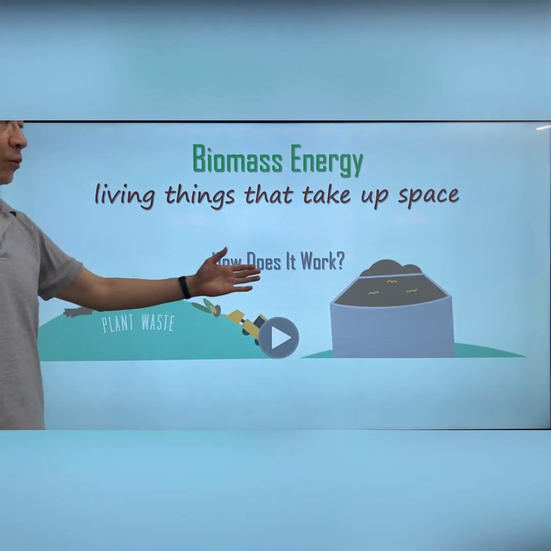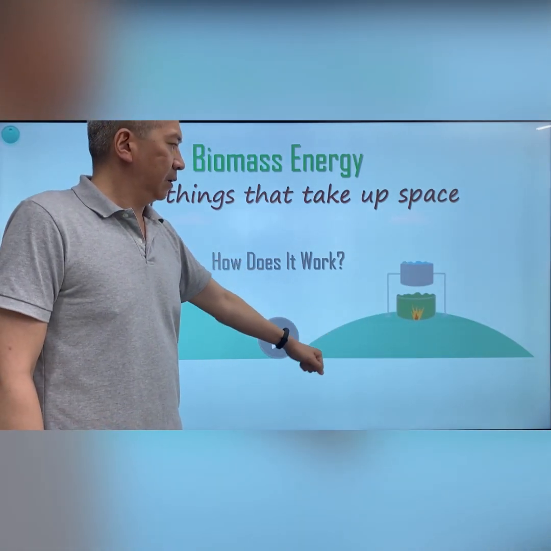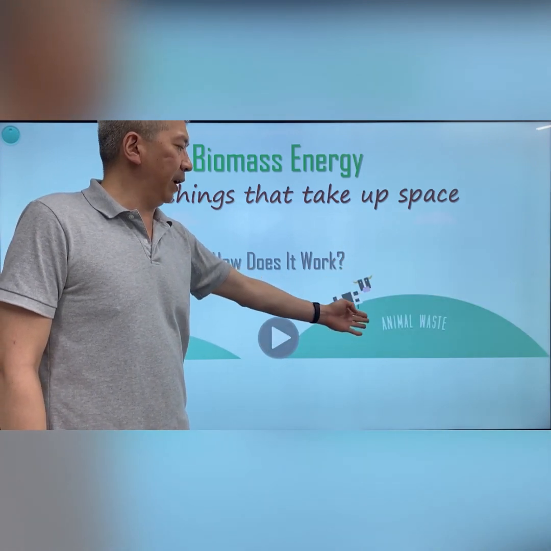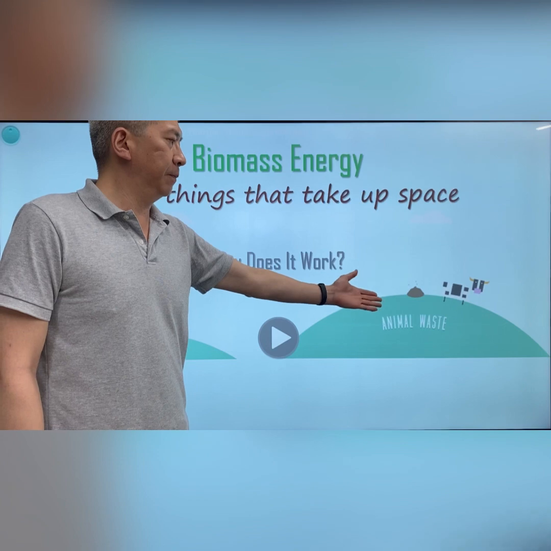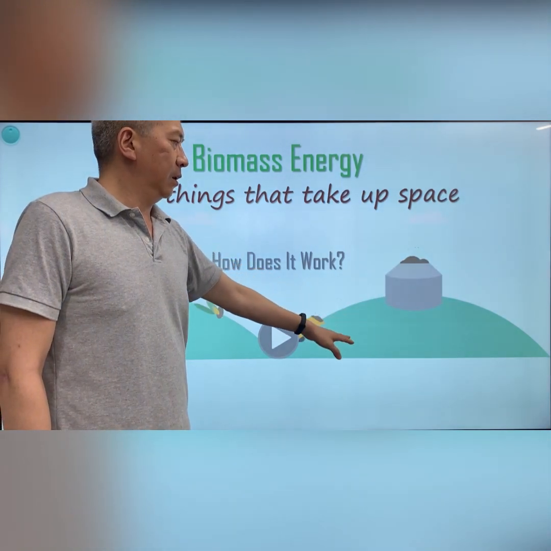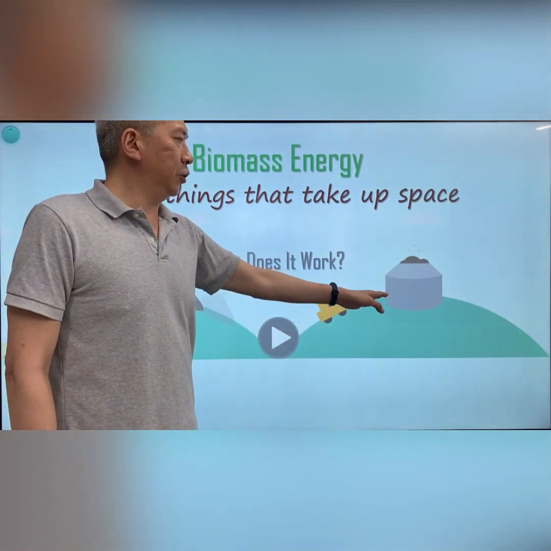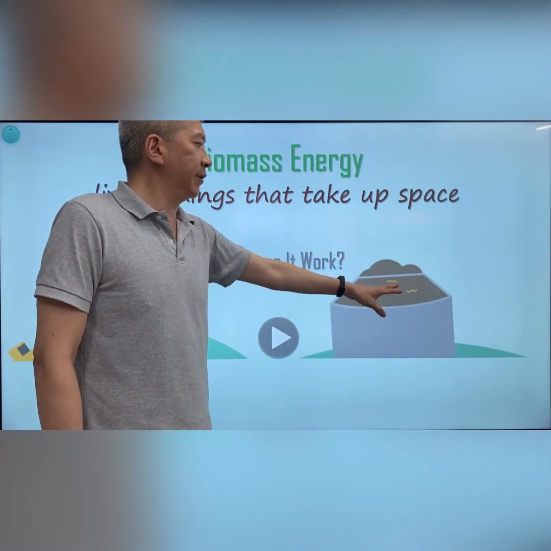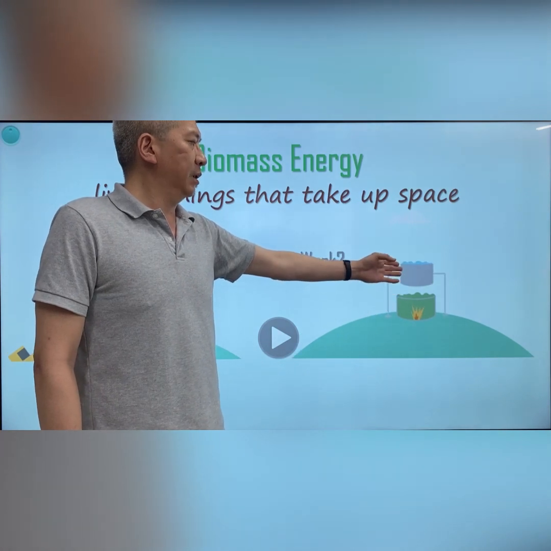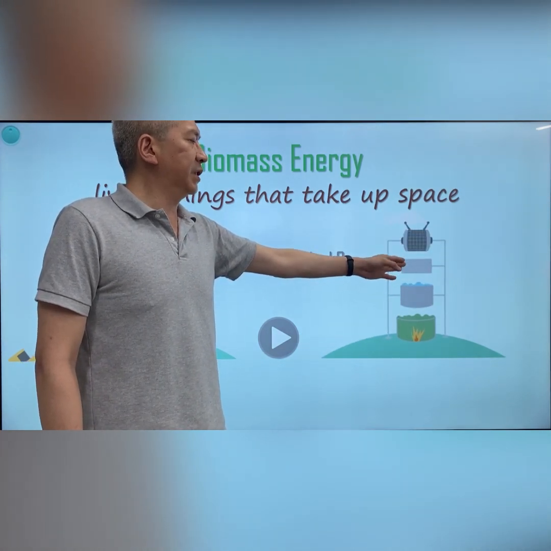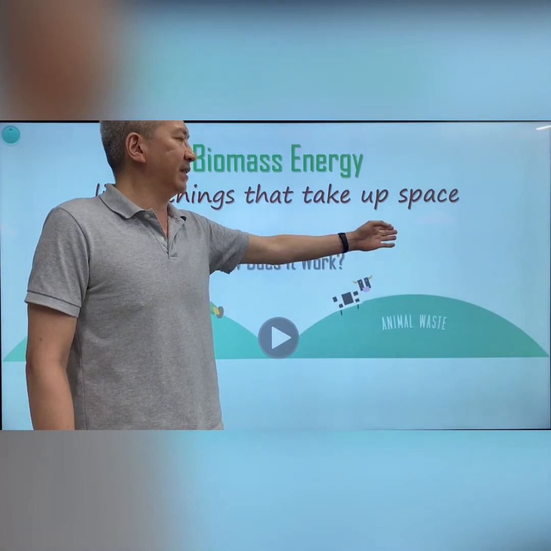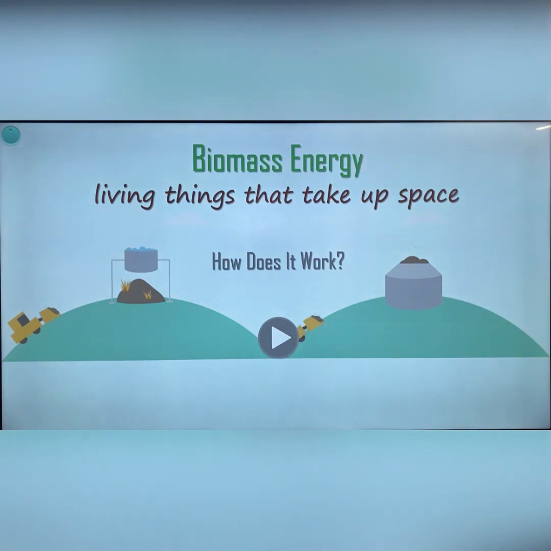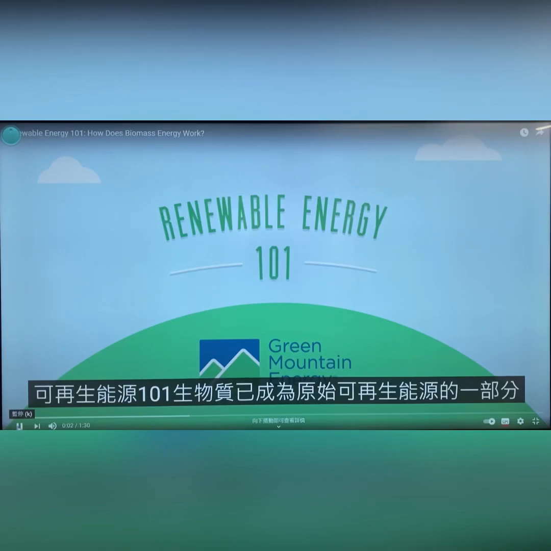Now let's take a look at the right. Here we're going to look at animal waste. So here you see a cow pooing. The poop, the manure, is put into a container where it matures or turns into bacteria. That is then burned. The steam spins the generator, which creates the electricity. So let's find out how biomass energy works.